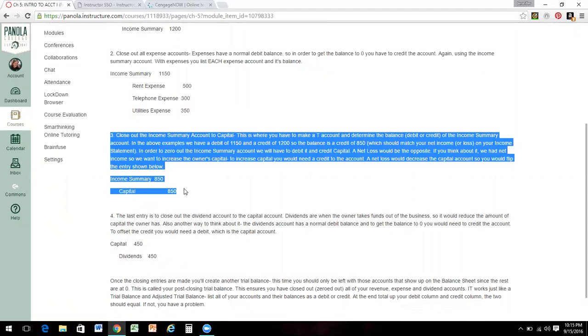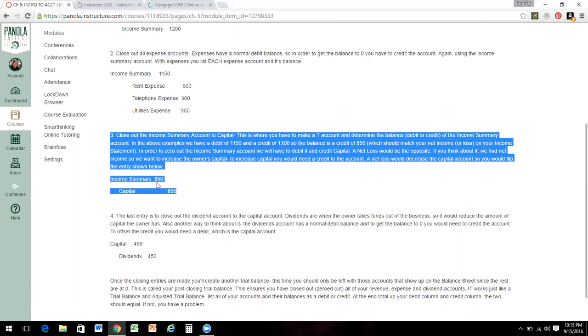income summary so they can visualize you have 1 credit entry for $1,200 and you have 1 debit entry up here for $1,150. So the credit is more than the debit, so that means you have a balance on the credit side of $50. The difference between the two is your balance. So if it's a credit of $50, then in order to get the income summary account to 0, we would have to debit it. So that's what we did here.